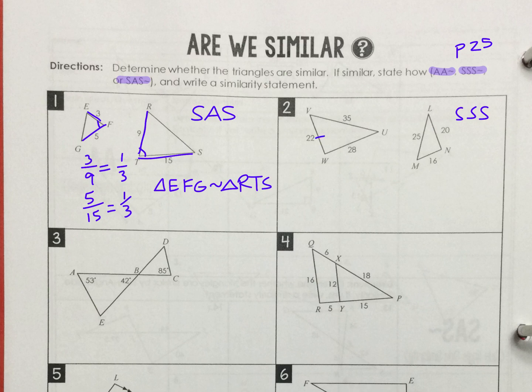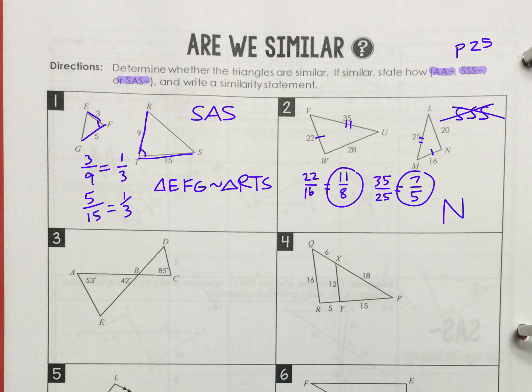So let's start with the smallest one. And I'm going to say 22 over 16. That reduces to 11 over 8. I'm going to go to the biggest, 35 and 25. That reduces to 7 over 5. Well, this and this are not the same. They should be. Since they are not, this is not similar.